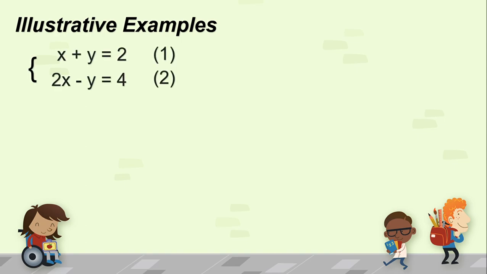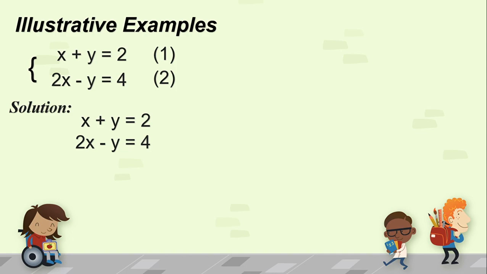So let's solve the system x plus y is equal to 2, which is our first equation, and 2x minus y is equal to 4, which is our second equation. So for our solution, an alternative method is to put similar terms in columns and add vertically. So it will become like this.